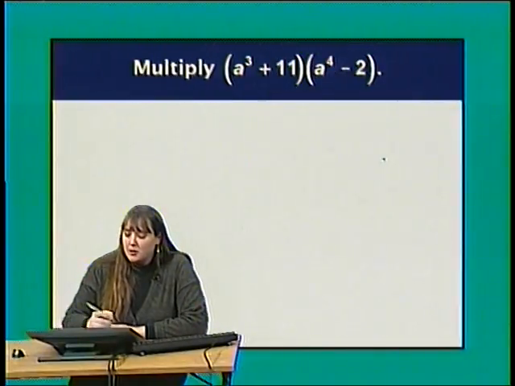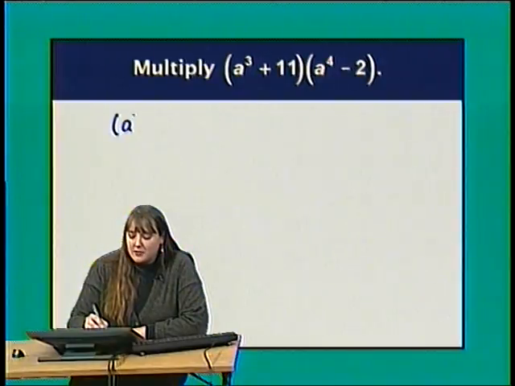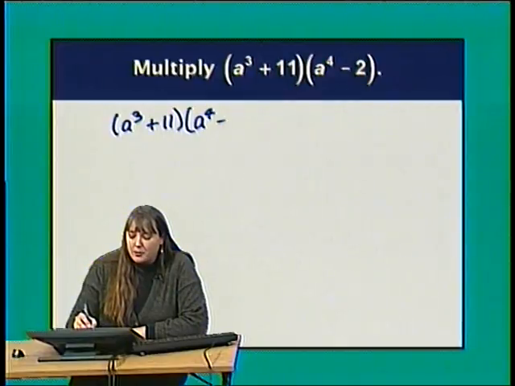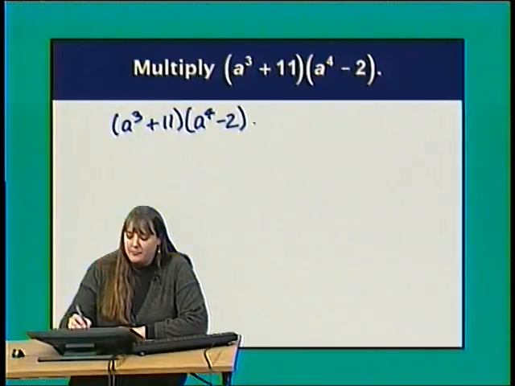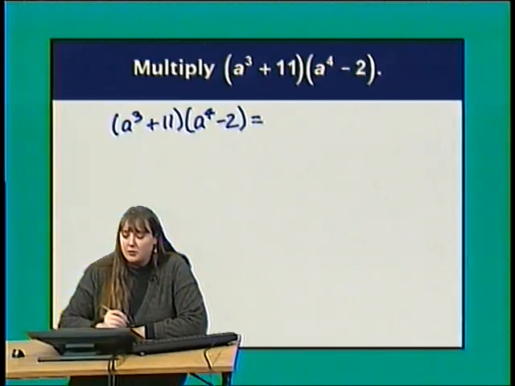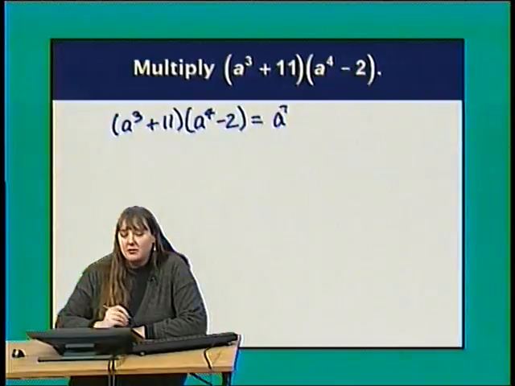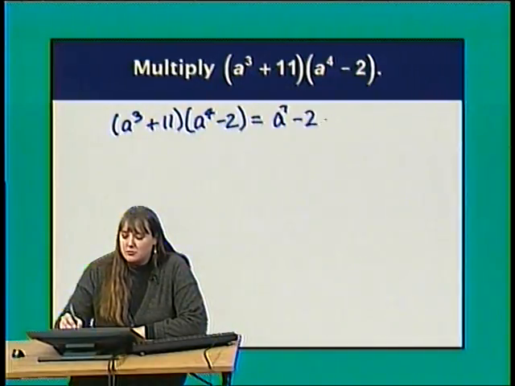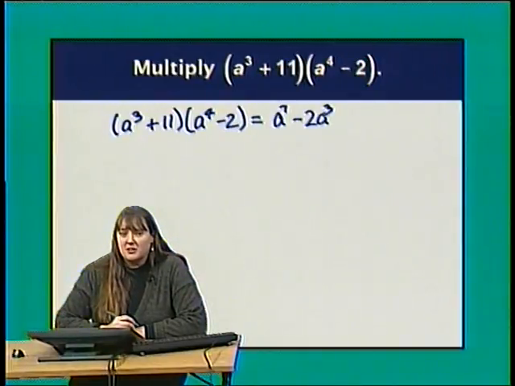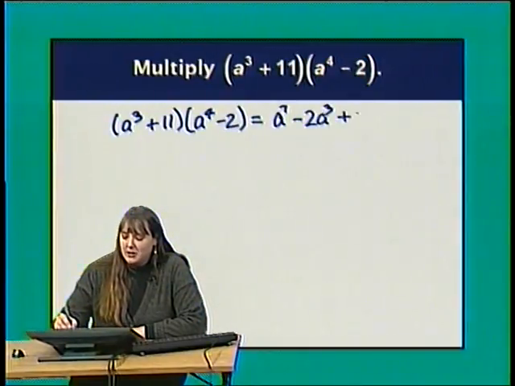Now let's multiply a cubed plus 11 by a to the 4th minus 2. Here I have a binomial times a binomial, but it doesn't look like any of the special products, so I can just go ahead and apply FOIL. The product of my first terms, a cubed times a to the 4th, is a to the 7th. The product of my outer terms, a to the 3rd times negative 2, is negative 2a to the 3rd. The product of my inner terms, 11 and a to the 4th, is 11a to the 4th. And the product of the last terms, 11 and negative 2, is negative 22.